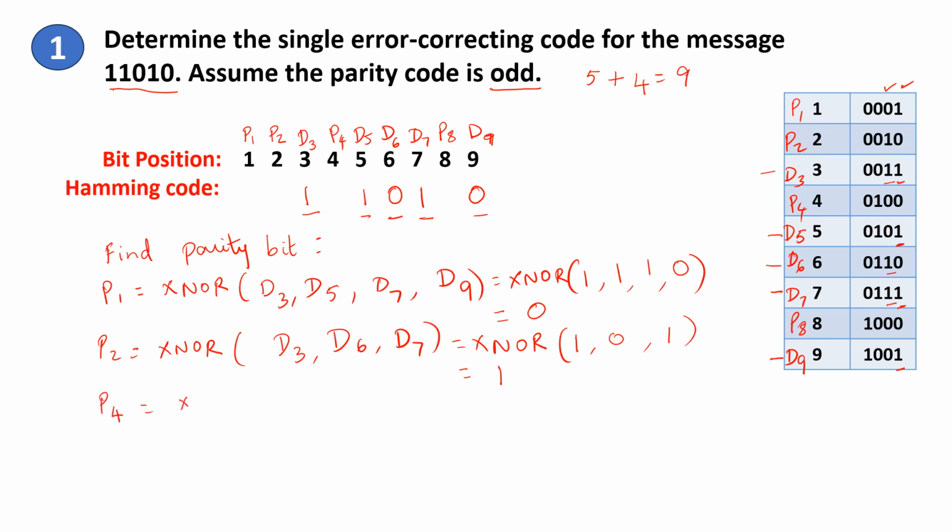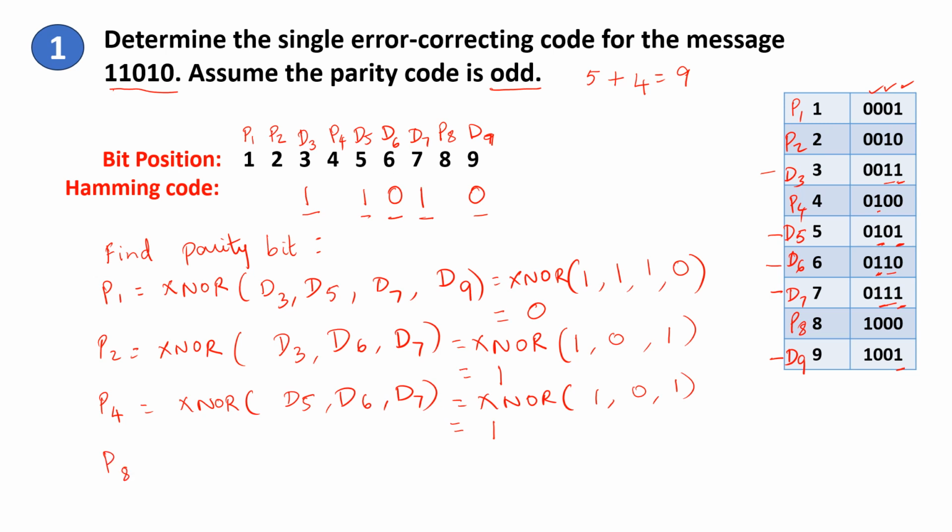Next, P4 is XNOR of, so for this we have to check among the data bits the third position wherever 1 is present. Here, D5, D6 and D7. So that is equal to XNOR of D5 is 1, D6 is 0, D7 is 1. It's an even number of ones, so the output is 1.